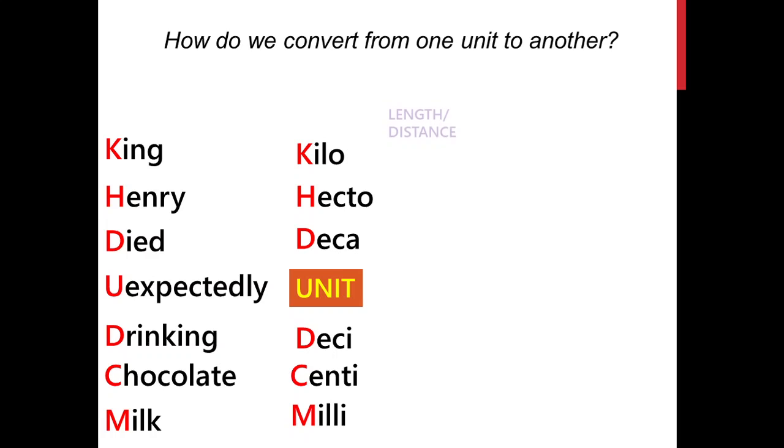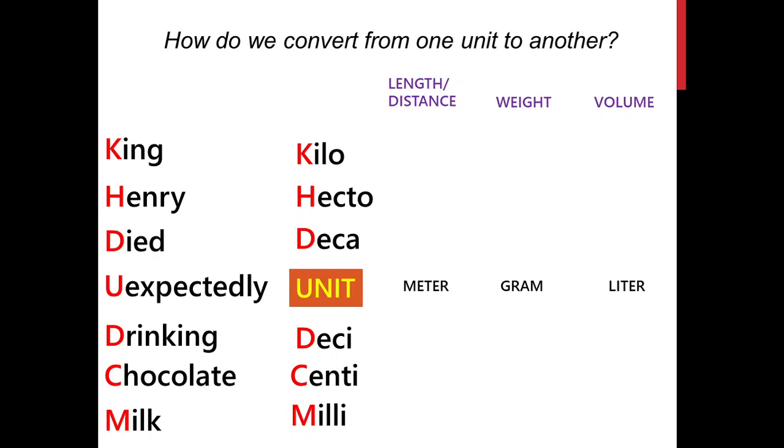Now, we have three measurements. We have the length and distance, we have the weight, and we have the volume. In length and distance, the standard unit is meter. Okay? Take note of that. I want you to remember this one. The standard unit of measurement for distance or length is meter. For the weight, it's grams. And for the volume, it's liter.